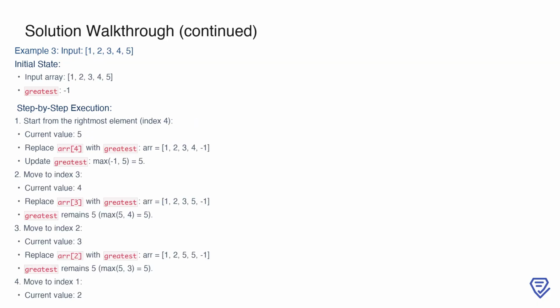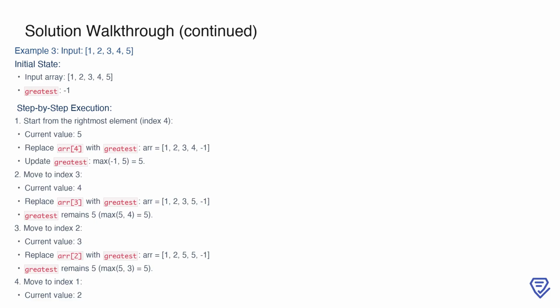Now, let's consider the third example with the input array 1, 2, 3, 4, 5. We start with greatest set to -1. At index 4, the rightmost element is 5. Replacing it with the current greatest updates the array to 1, 2, 3, 4, -1. Then, greatest is updated to the maximum of -1 and 5, making greatest equal to 5.